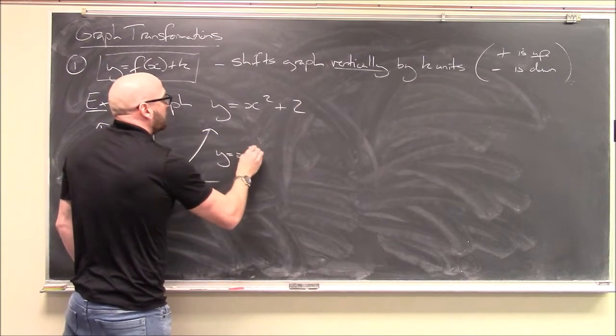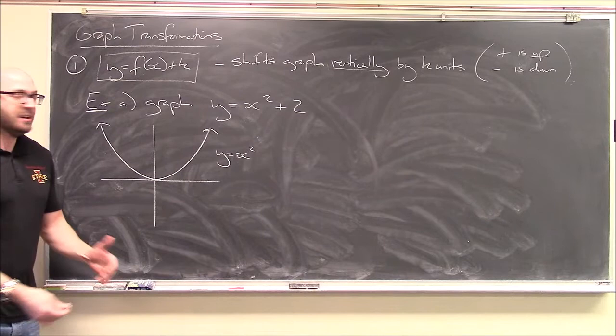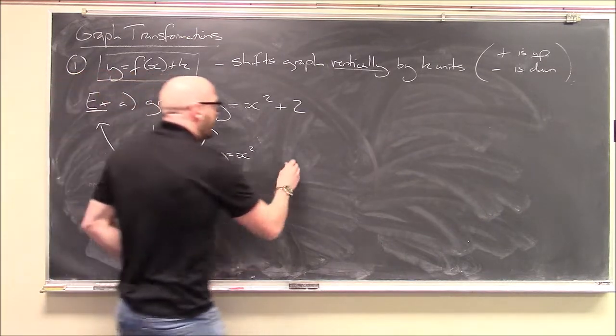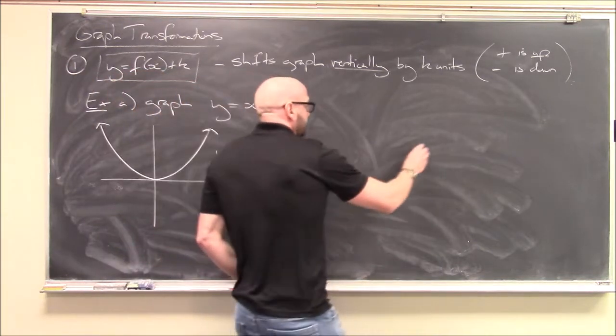There's the graph of y equals x squared. How do I know that? Well, it's one of our 6 simple graphs that we just commit to memory. Right, so there's y equals x squared. Now I'm going to perform this transformation.